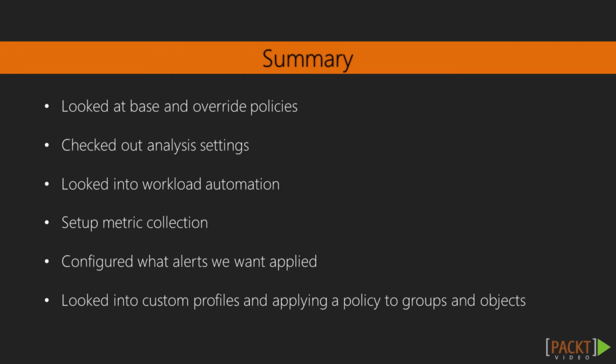In this section we looked at base and override policies and how they affect the policy that we're creating. We checked out analysis settings, how to make changes to badge thresholds. We looked into workload automation and what the different settings in there mean. We set up what metrics we wanted to collect or not to collect as part of the policy. We also configured what alerts we wanted to be active or not active as part of the policy. We looked into custom profiles and what they are, as well as applying this particular policy to groups and then verifying that that group and the members of it had the policy.